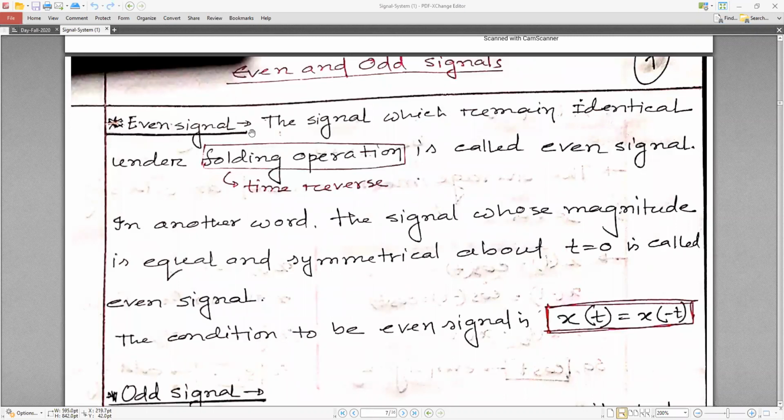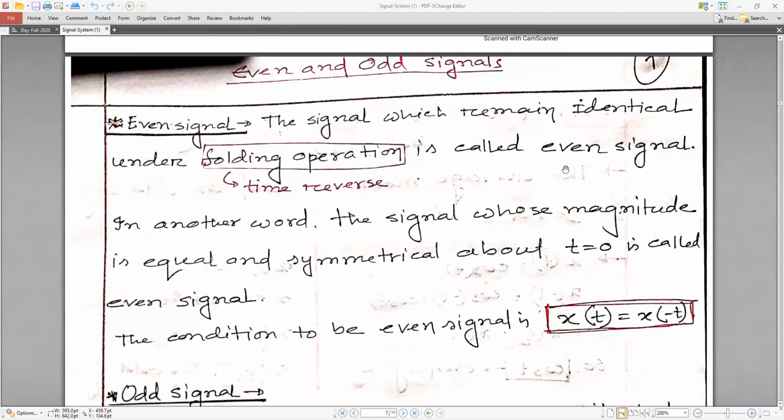So what is the even signal? The signal which remains identical under the folding operation, that means the time reverse. If you change the time, let's say it is t, to minus t, that is called the even signal. Okay, let's say cos t. If it is cos of minus t, then the result will be cos t. If it is cos t, the result will be cos t. That means it is an even signal.